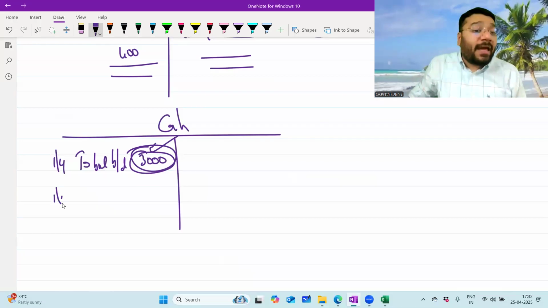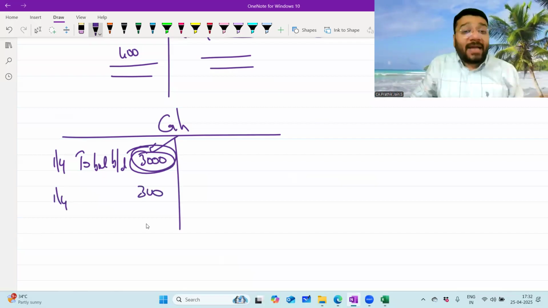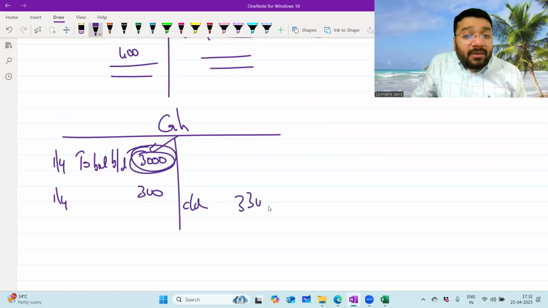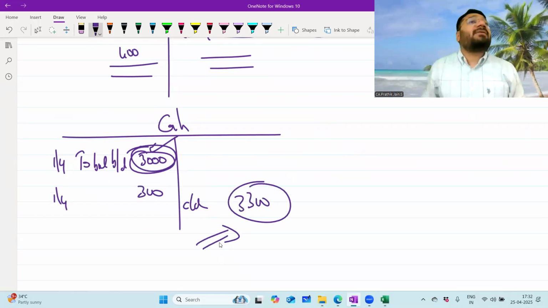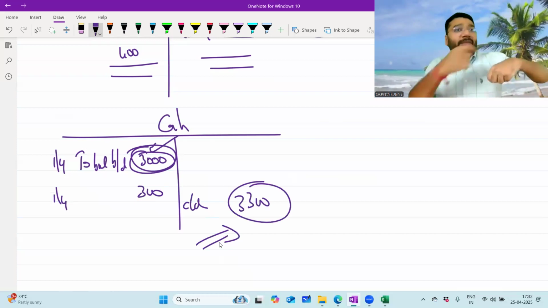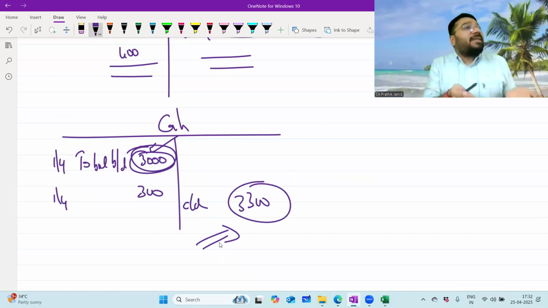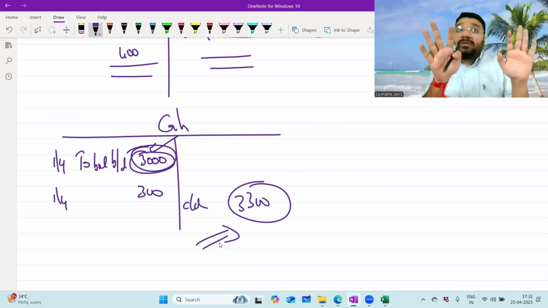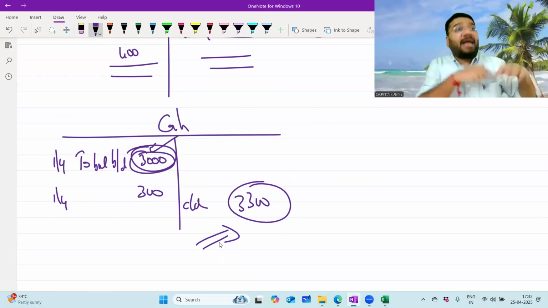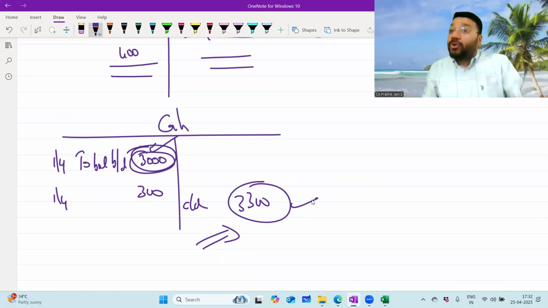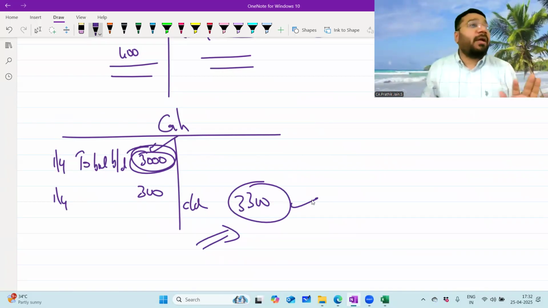Next day, 1/4, I got one more 300 rupees. So at the end of 1/4, what is the total cash in hand now? 3,300. So I'm having the accumulated balance 3,300. What is wrong in this? At the end of 1/4, in my pocket, how much money is there? 3,300. Am I okay with this 3,300? Yes. Physically cash, I'm okay. And the book also says that you should have 3,300 cash in your pocket.